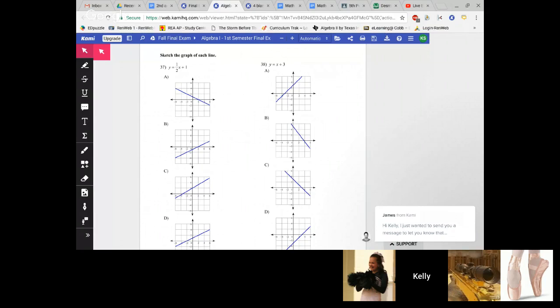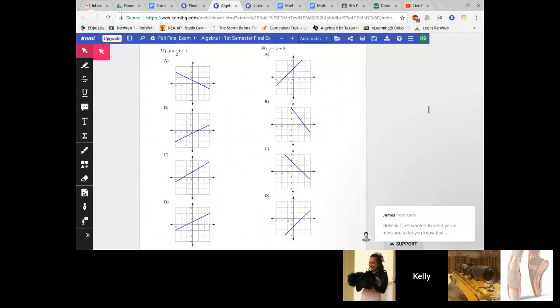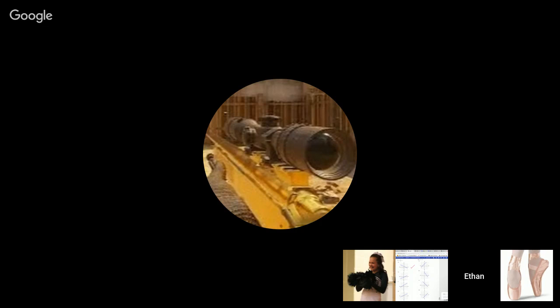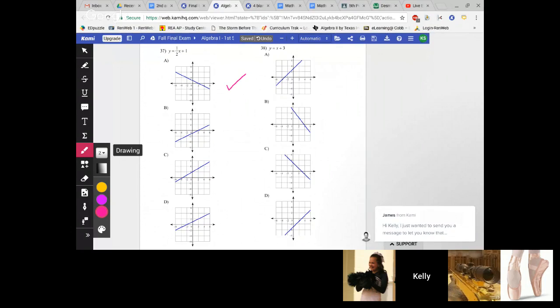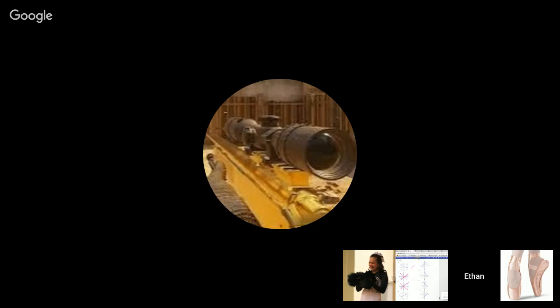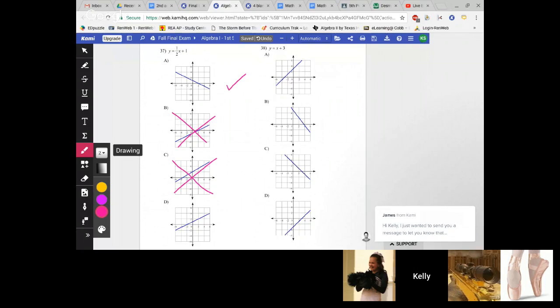But if you look at the graphs, A goes through 1. But it's in the wrong direction. B, you could go ahead and eliminate because it doesn't go through 1. C doesn't go through 1 either. It goes through 2. But D goes through 1 and it's going in the right direction. Does that make sense? Yes, ma'am. To both of you? Yes, ma'am.